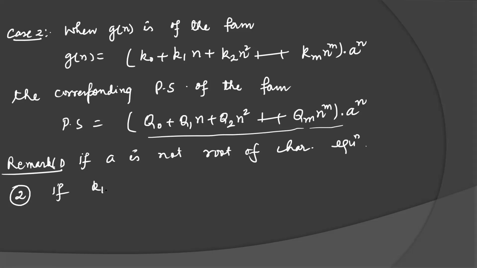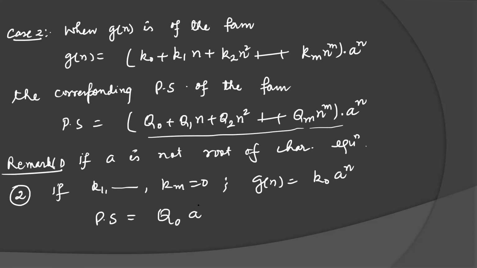Suppose K1, K2, ..., Km are 0, meaning Gn is in the form K0 a to the power n. Then the particular solution will be given as Q0 a to the power n. But what is the third point?